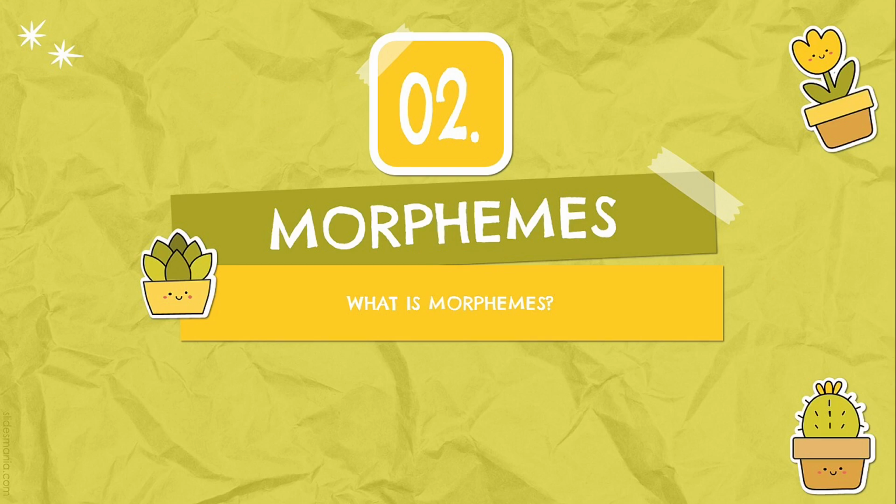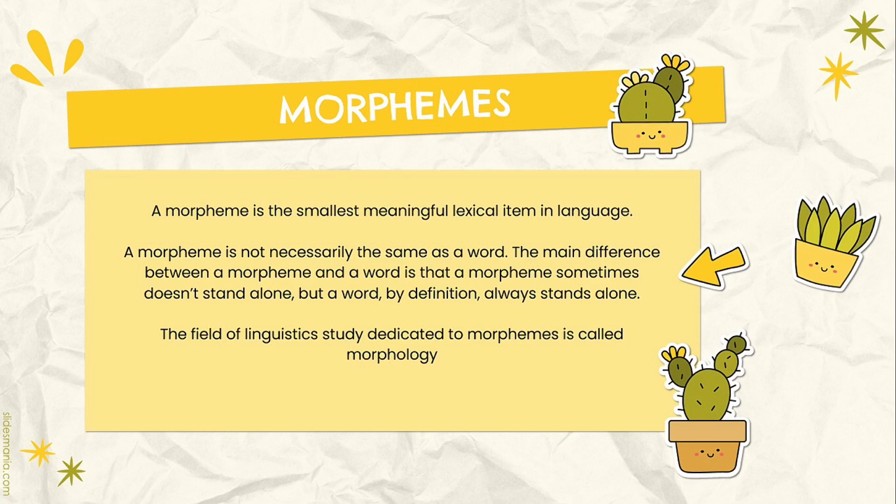2. Morphemes. What is a morpheme? A morpheme is the smallest meaningful lexical item in language. A morpheme is not necessarily the same as a word. The main difference between a morpheme and a word is that a morpheme sometimes doesn't stand alone, but a word, by definition, always stands alone. The field of linguistic study dedicated to morphemes is called morphology.